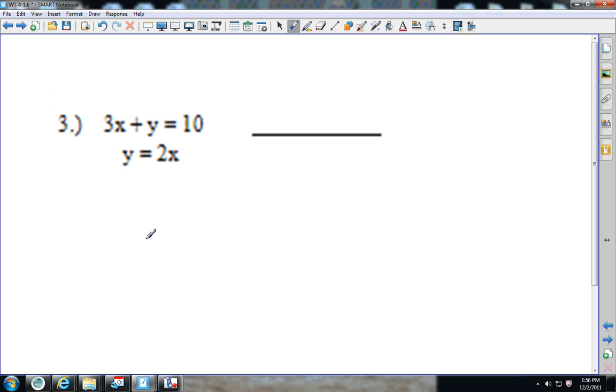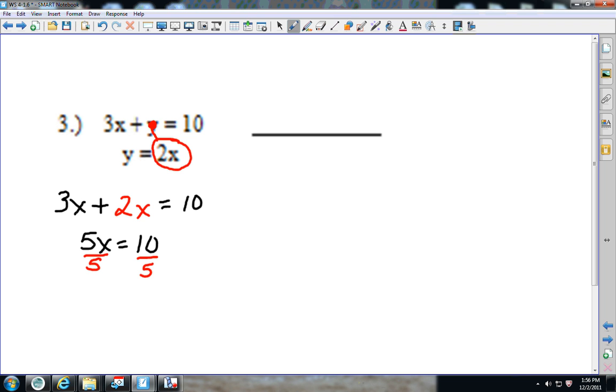Next one. Let's see. Is one of my equations written in x equals or y equals form? The top one's not. That's in standard form. The bottom one is, though. Here's what y equals. I'm going to substitute that in here for y. So I have 3x plus, instead of y, 2x equals 10. Well, add up the x's. I get 5x equals 10. I'm going to divide by 5. X equals 2.